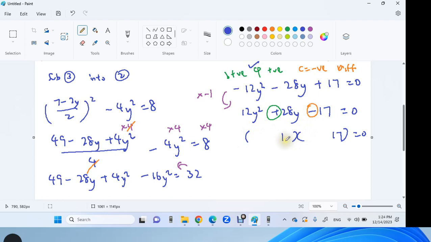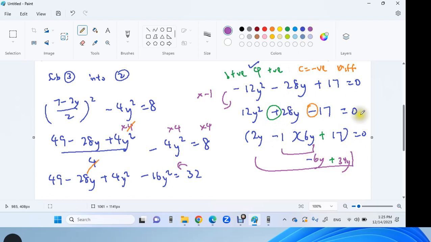Which one should we choose? We choose 2 and 6, so 2y and 6y here. Why? Because this one gives 6y and this one gives 34y. B is positive, so the larger value is positive and the smaller value is negative.